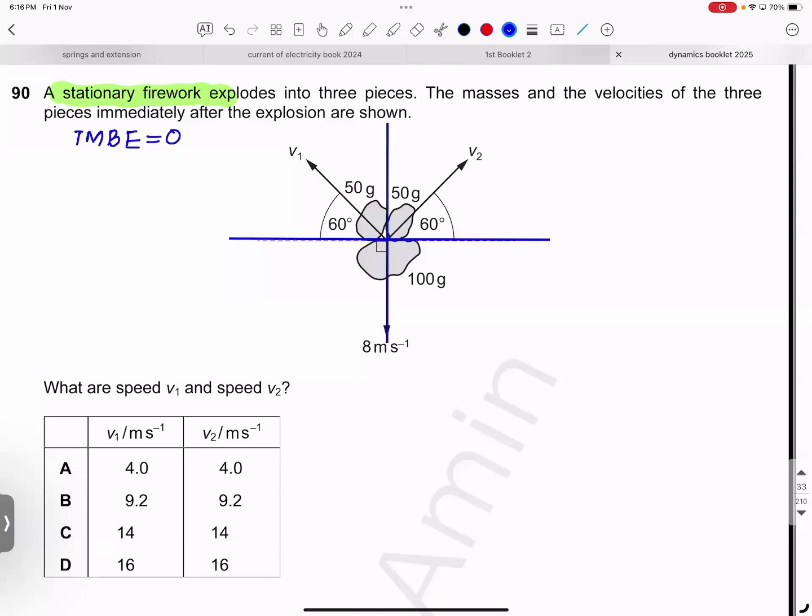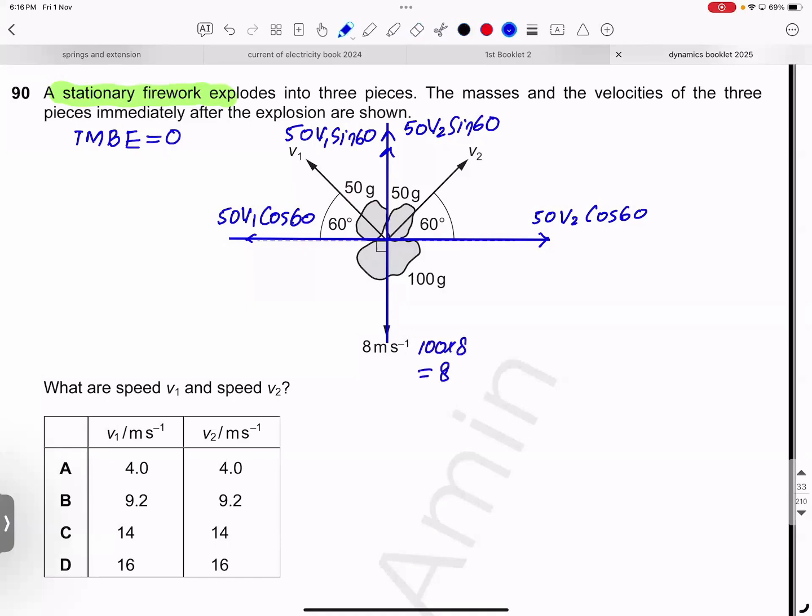You imagine the x-axis and y-axis. Can I keep the masses in grams? Because all are in grams, right? So I will say the x component is 50 V2 cosine 60, and its y component will be 50 V2 sine 60. The left side is also 50 V1 cosine 60, and up will be 50 V1 sine 60. Down is 100 times 8, 800.